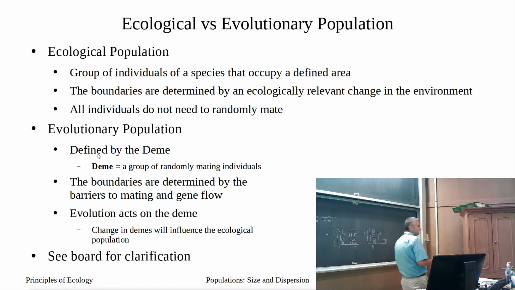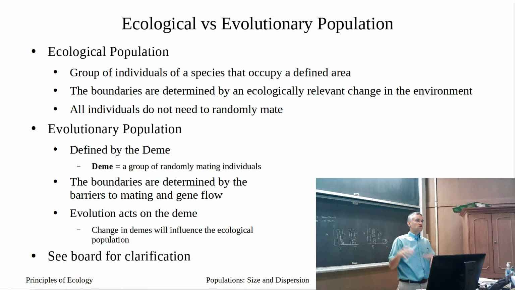Our boundaries in this case are no longer defined by some ecological factor. They don't have to be defined by geographical variation. Rather, they're defined by the barriers to gene flow, barriers to mating. All right, so we've got 2 different types of population: ecological versus evolutionary.